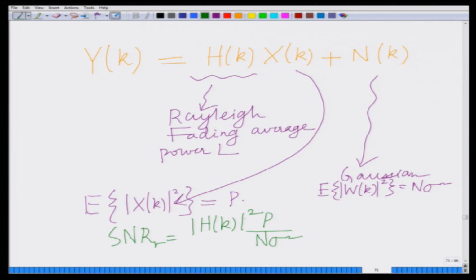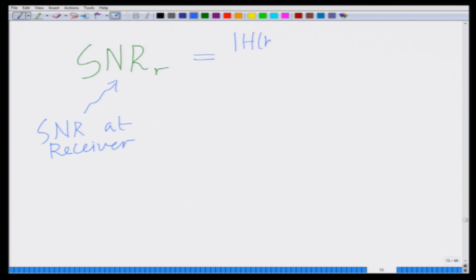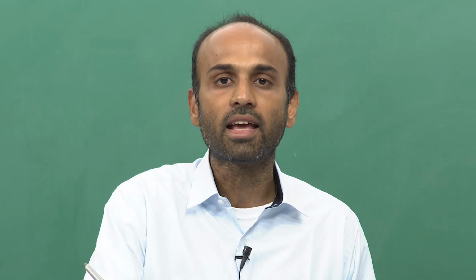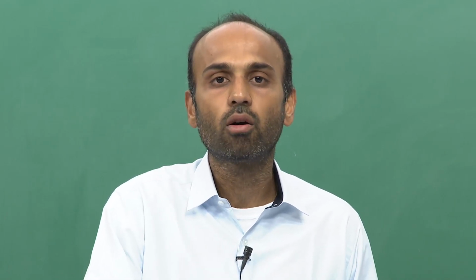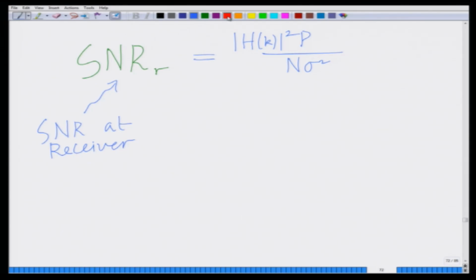But magnitude H[k] squared on average is L. So what we are saying is the following: the SNR at the receiver equals magnitude of H[k] squared P, where P is the symbol power, divided by sigma n squared, but for each capital H[k], the average power is capital L. So there is an SNR scaling by capital L. The average of the received SNR is L P divided by sigma n squared.